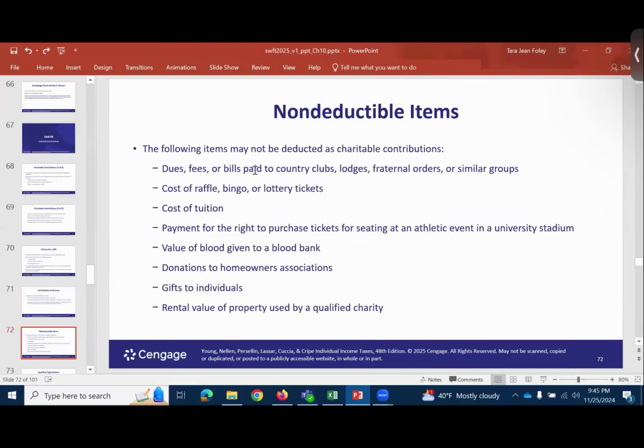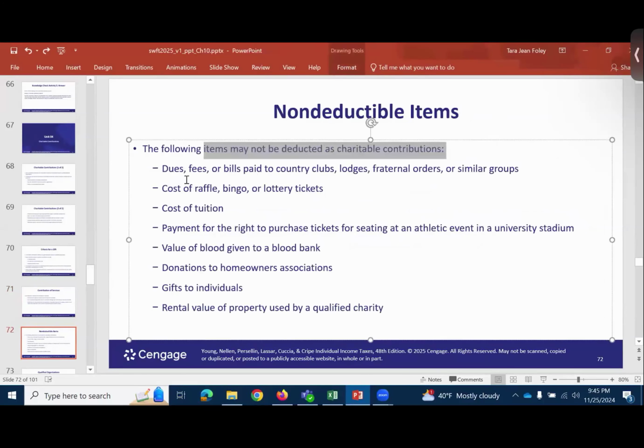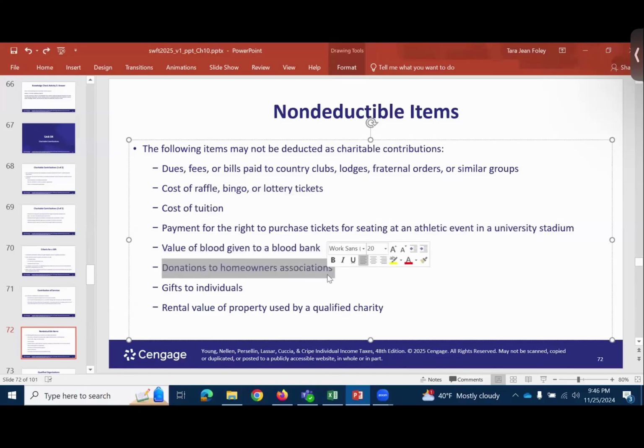So these are not deducted as charitable contributions: dues, cost for raffle or lottery tickets, tuition, if I gave tuition to somebody else, payment for the right to purchase tickets for athletic seating, all value, giving blood, money given to a homeowners association, gifts to individuals. That's not charity. That's something that would be put on your gift tax return. Rental property.